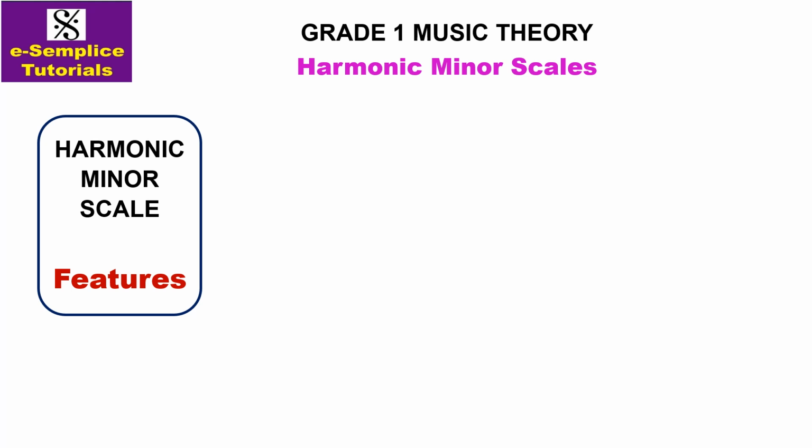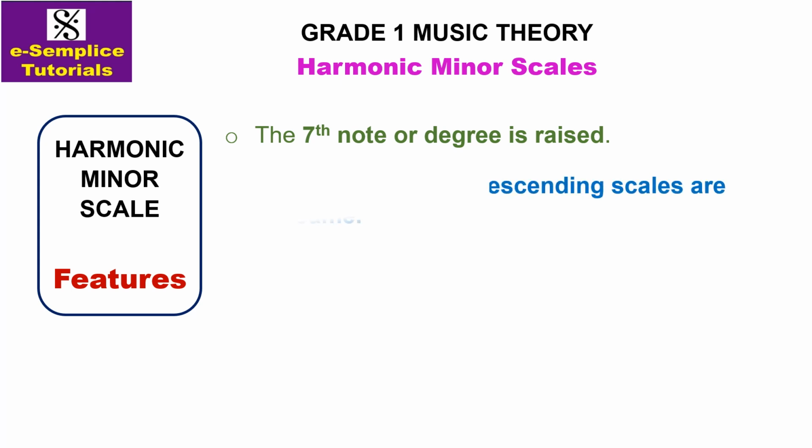scales. That is what makes a scale harmonic in nature. The 7th note, or the 7th degree, is raised. The ascending and descending scales are the same. That is, whatever you can do on the ascending scale, you can also do in the descending scale.